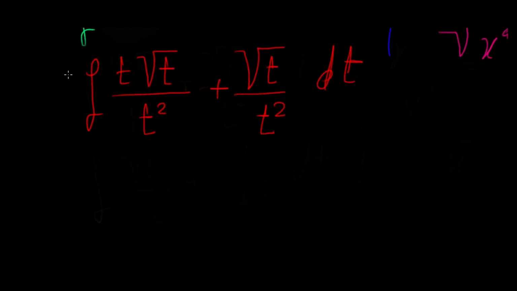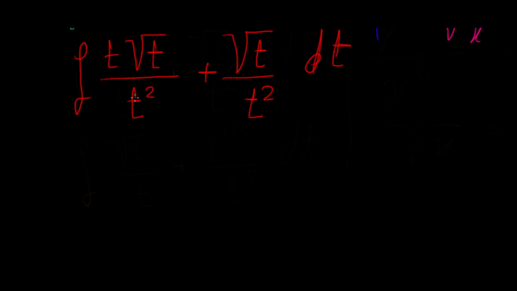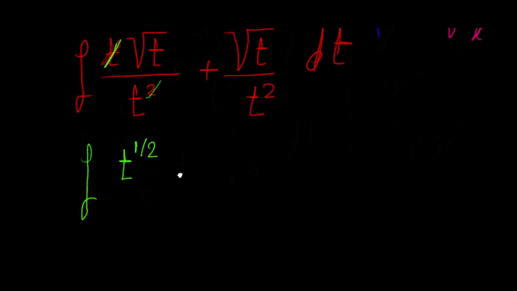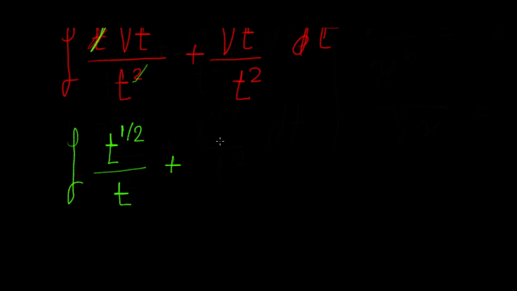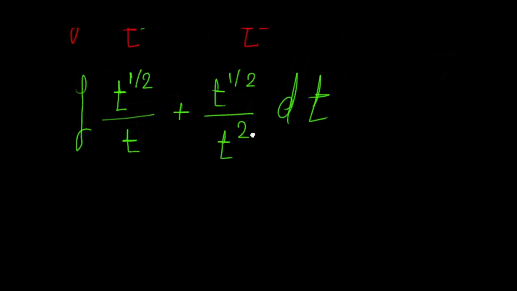Alright, so we have this integral. Let's simplify. We can remove this t over here. Let's actually change the color. We can remove this t with this t squared. And let's rewrite the integral. So we have square root of t, where we can also write it as t to the power of 1 over 2, over t, plus square root of t again, which is t to the power of 1 over 2, divided by t squared dt. Alright, let's continue.